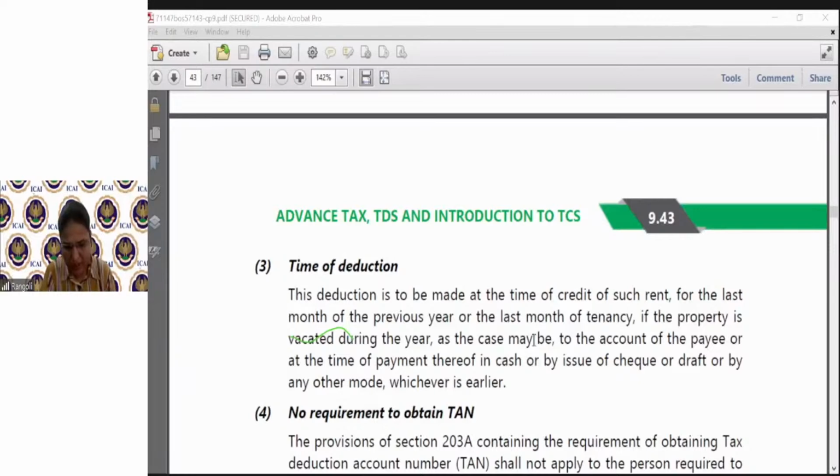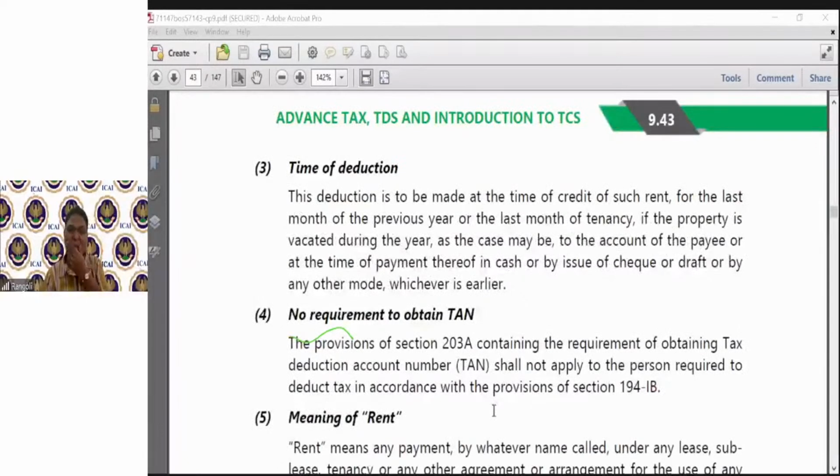No, Krishna, you are confusing. If turnover is less than 1 crore, you can opt for presumptive taxation. Nothing is exempt. Now here also, my dear friend, there is no requirement to obtain TAN.